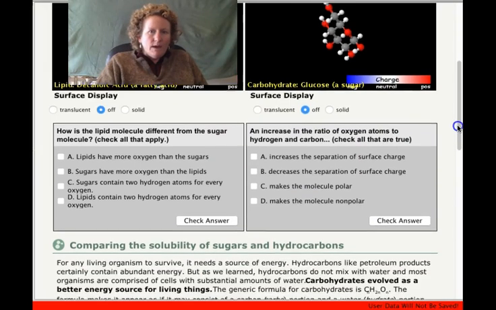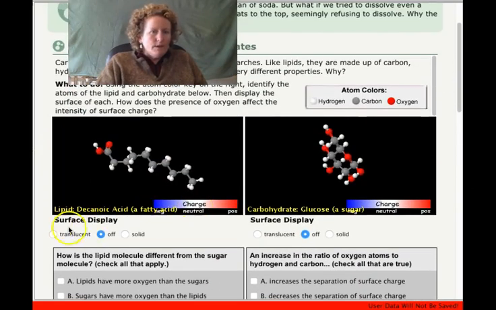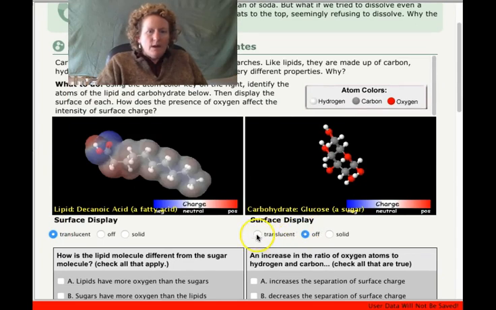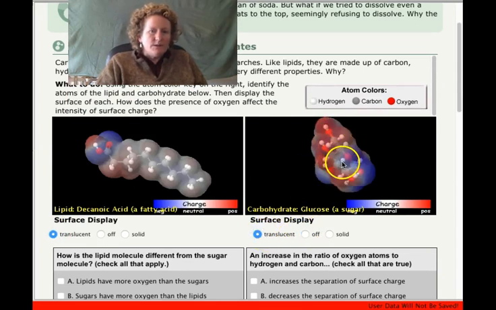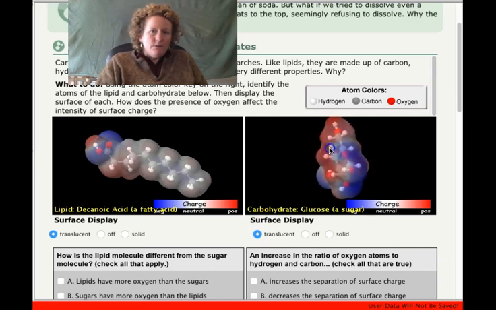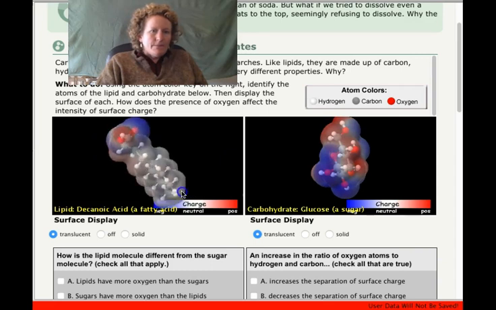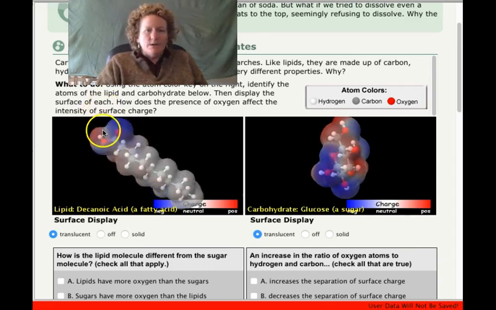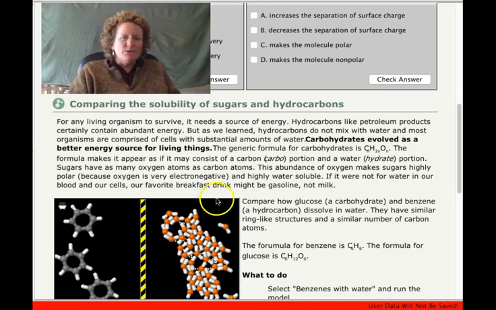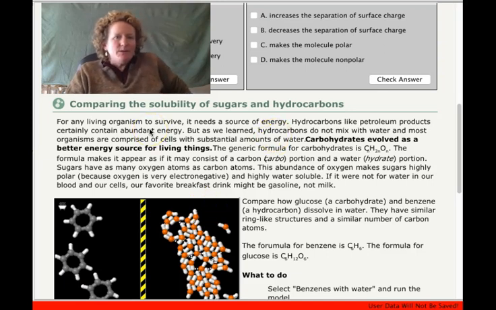And let's look at charge again. If we look at how oxygen affects charge, we can see very clearly here that if you've got more oxygen, you've got more charge. There's only a little bit of oxygen here on this end, and that's the only part that's charged. So basically in hydrocarbons, wherever the oxygen is going to be the most polar part of the molecule in most cases. We're going to scroll down now on the same page and compare the solubility of sugars and hydrocarbons.